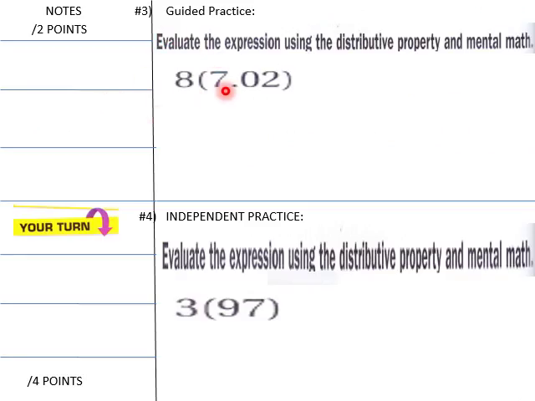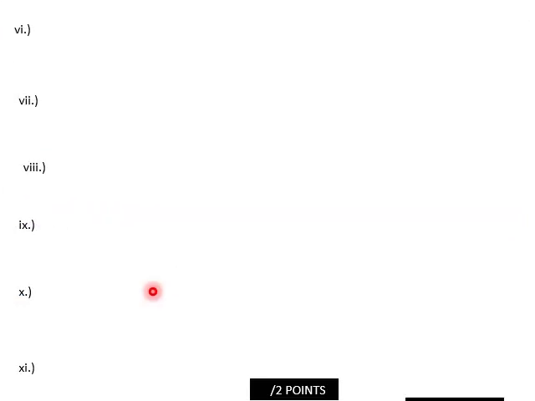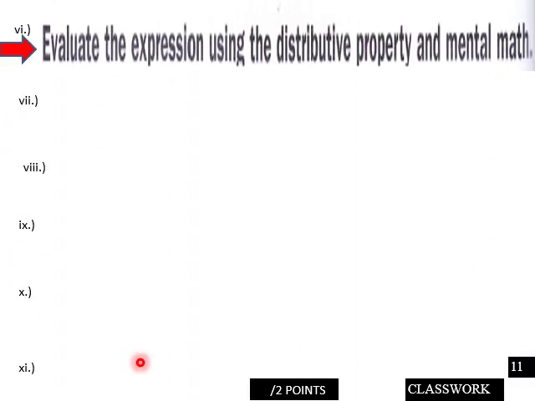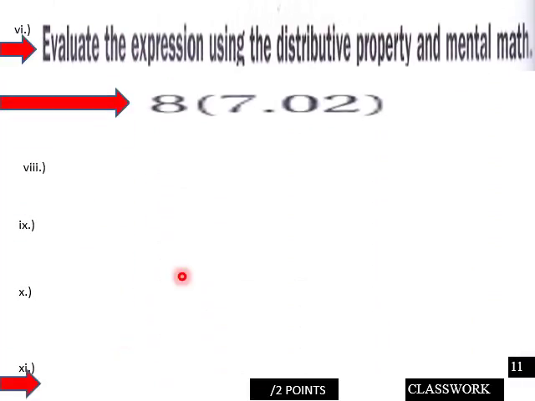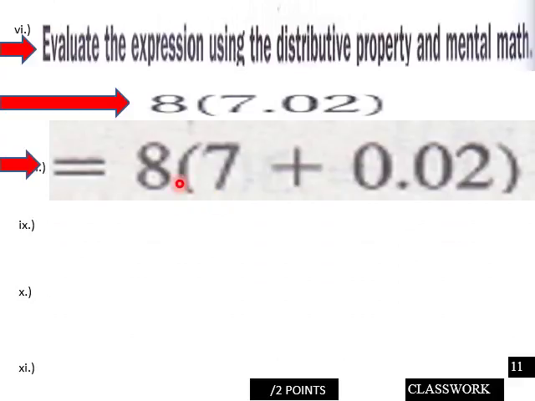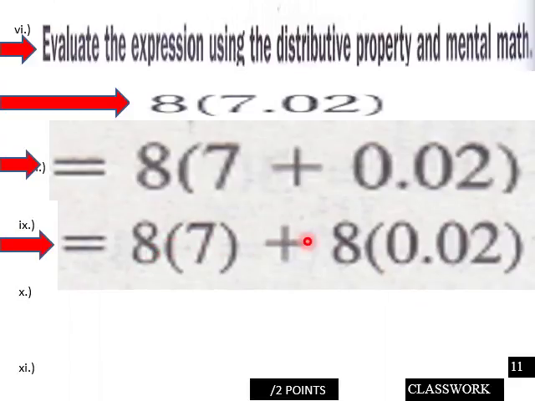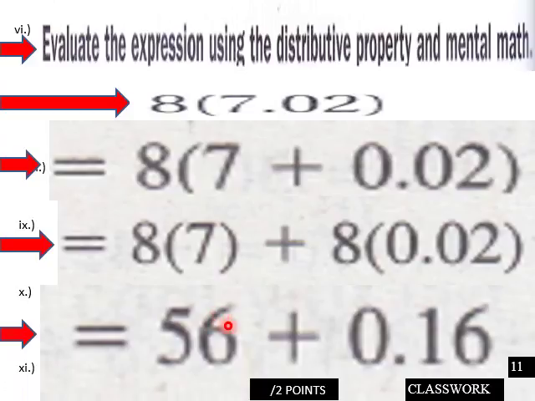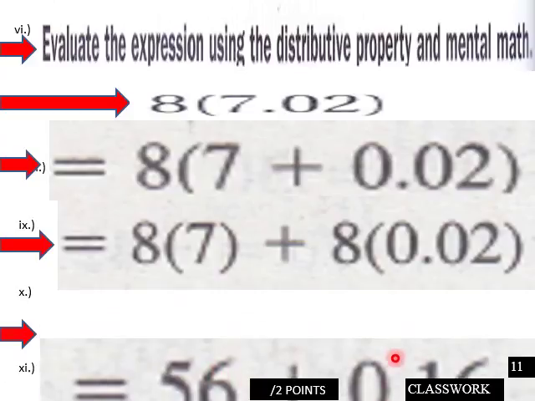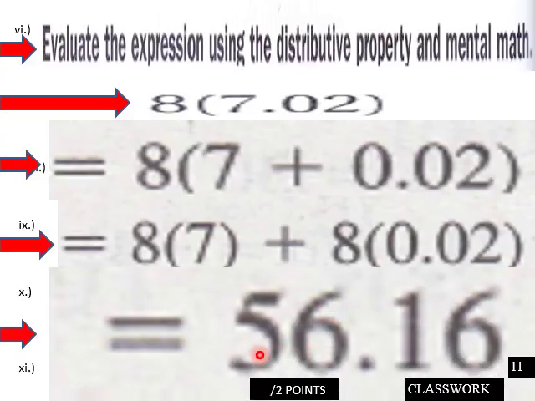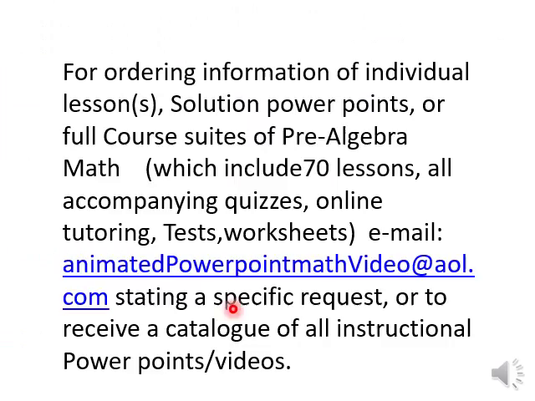Into our next guided practice, we have this in class. Students, this is yours to do on your own. So, the classroom experience here. Evaluate the expression using distributive property and mental math. We're going to separate it out. We have 7 plus 0.02. So we can do it this way. 8 times 7 plus 8 times 0.02. It'd be 56 plus 0.16. What would that be? It'd be 56.16 for that one.